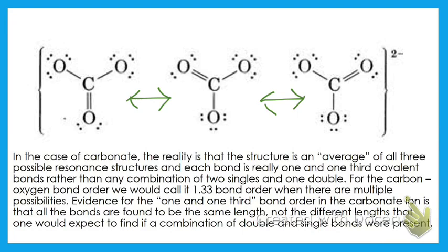Or what they'll do is they'll give you a structure like this, and then they might give you like CO2 and say, hey, this one has a bond order of 2. This one's showing up as 1.3. Why? And then you would say because it's a resonance structure and it's a mixture.